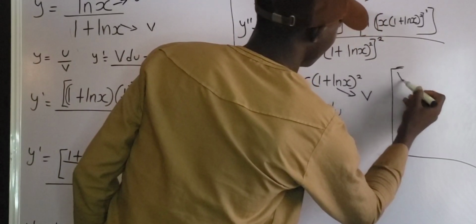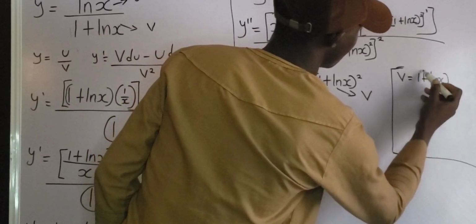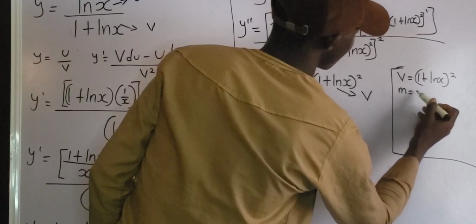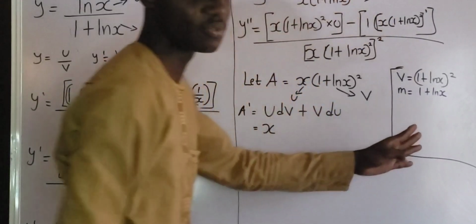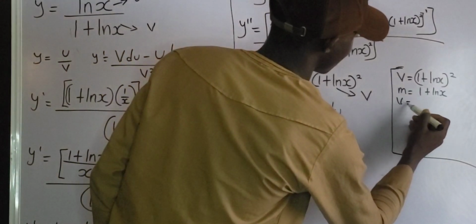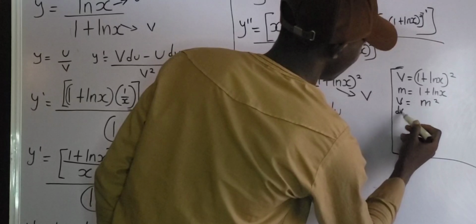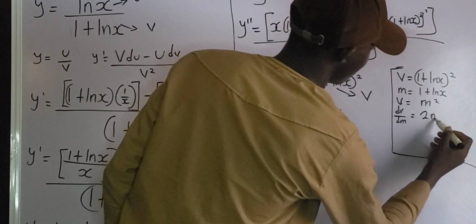v is equal to (1 plus ln x) raised to the power of 2. Let m equal 1 plus ln x. I want to quickly differentiate v. So v will be equal to m raised to the power of 2, so dv over dm is equal to 2m.